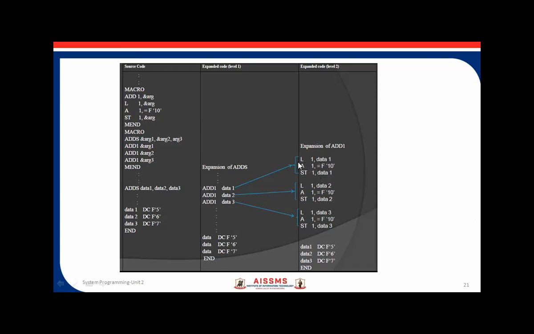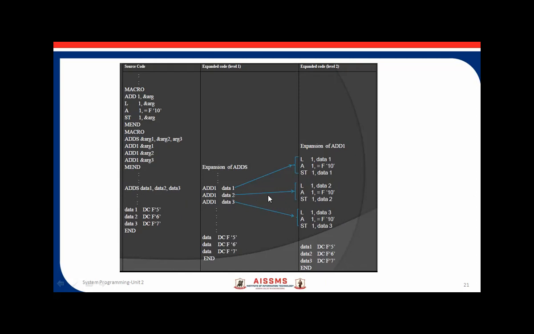with data 1. So as you can see, line 1, l 1 comma data 1, a 1 equal to f10, st1 comma, instead of the argument, data 1 is being replaced. Similarly, you can see the expanded form of the code for add 1 with data 2. Similarly, for data 3, this is the expanded form. So from this example, you get to understand how the nested macro is executed.